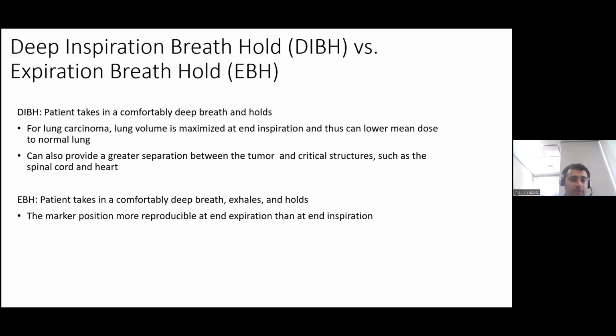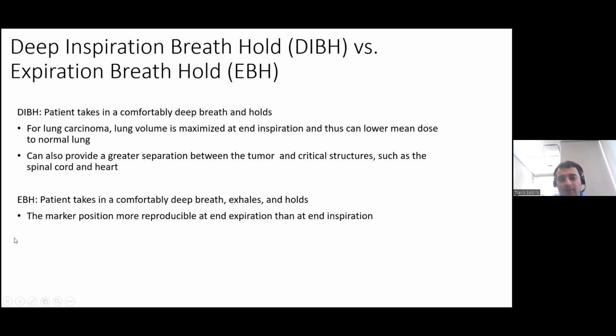There are deep inspiration breath holds and deep expiration breath holds. This is an interesting topic because I've seen plenty of data that says you get more reproducible breath holds with deep expiration breath holds. But I think it's more difficult for the patient, because you're asking them to take a breath in, then expel as much air as they can and hold that. I think that's psychologically difficult for a patient, compared to taking a deep breath in and holding it as you naturally would. That's what you see in the deep inspiration breath hold.